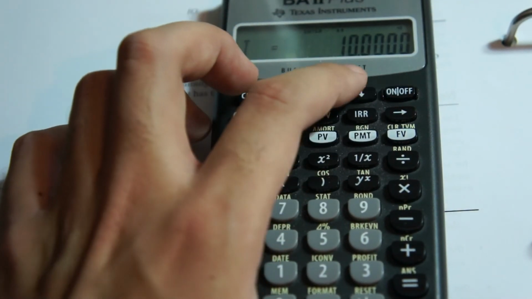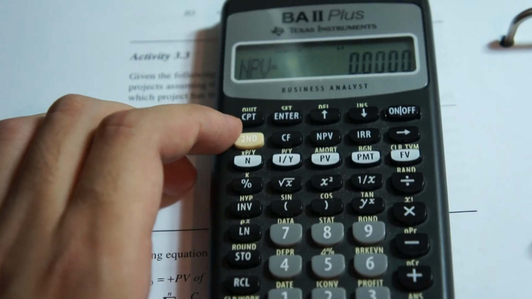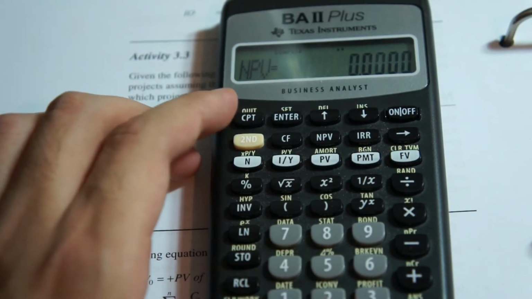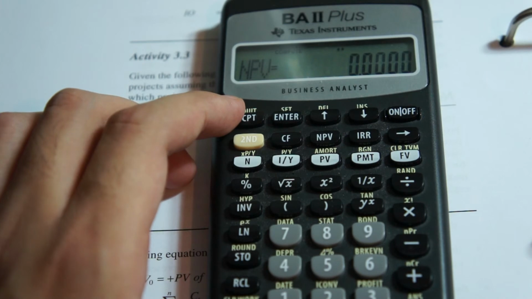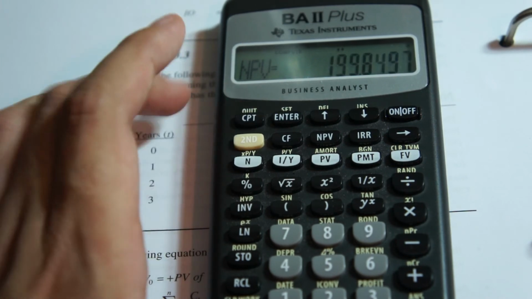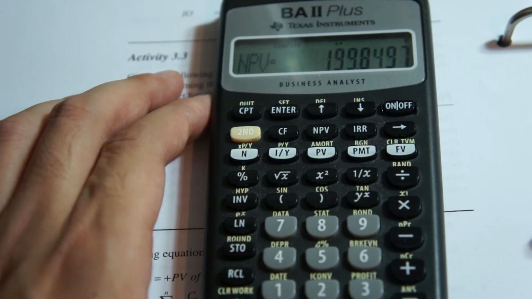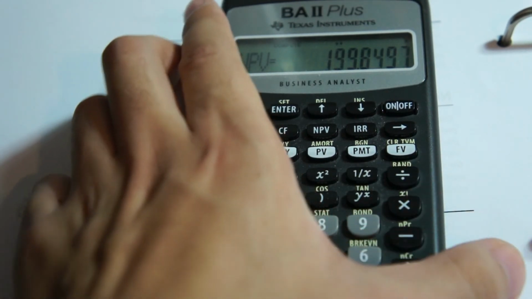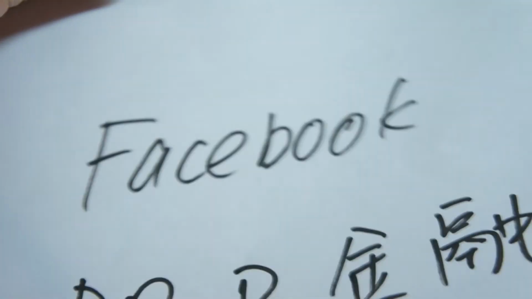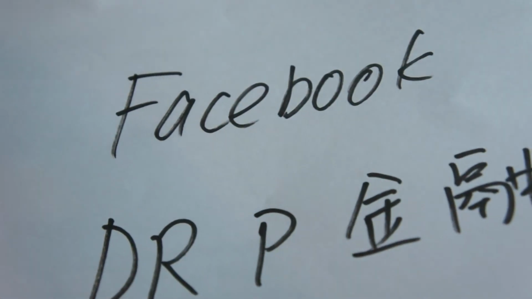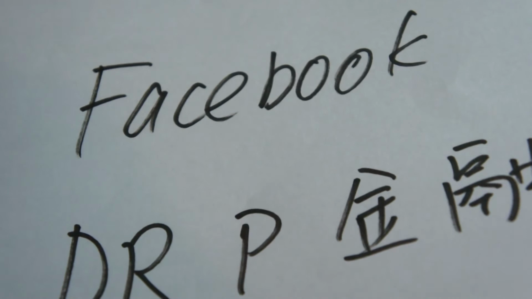At last, press the down button one time, and you can see NPV. What does it equal? You finally press the compute button, and it will show 199.8497.